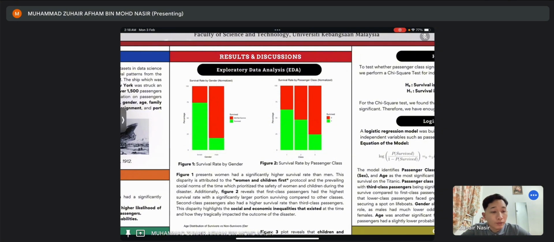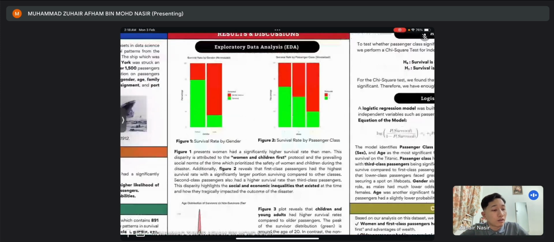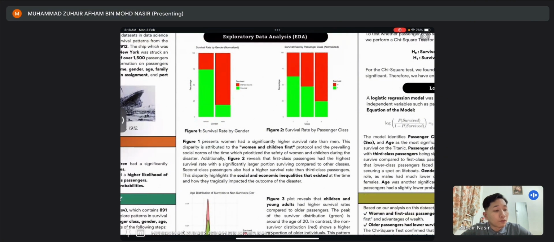Based on our EDA findings, it highlights important survival trends. Figure 1 shows that women had a much higher survival rate than men, which may be influenced by the protocol, or social norms, of women and children first, that prioritized the safety of women and children during the disaster.